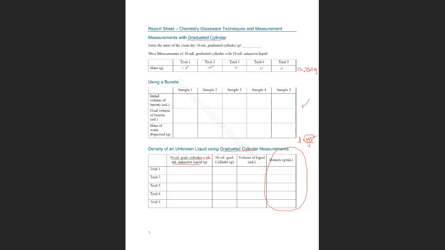So that means, stop me if I'm not clear, what happens is that they will tell you that I weighed something on a balance. So this is empty. I weighed it and I have, let's say, X grams, empty. This is the 10 mL graduated cylinder, empty. And then I put the liquid.